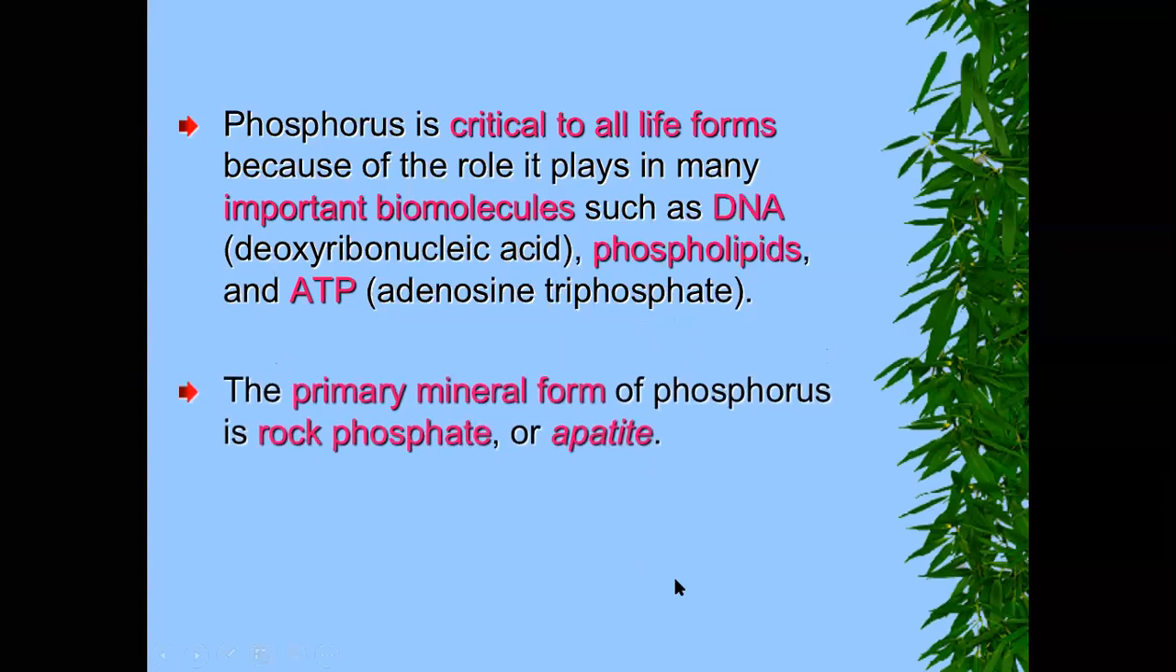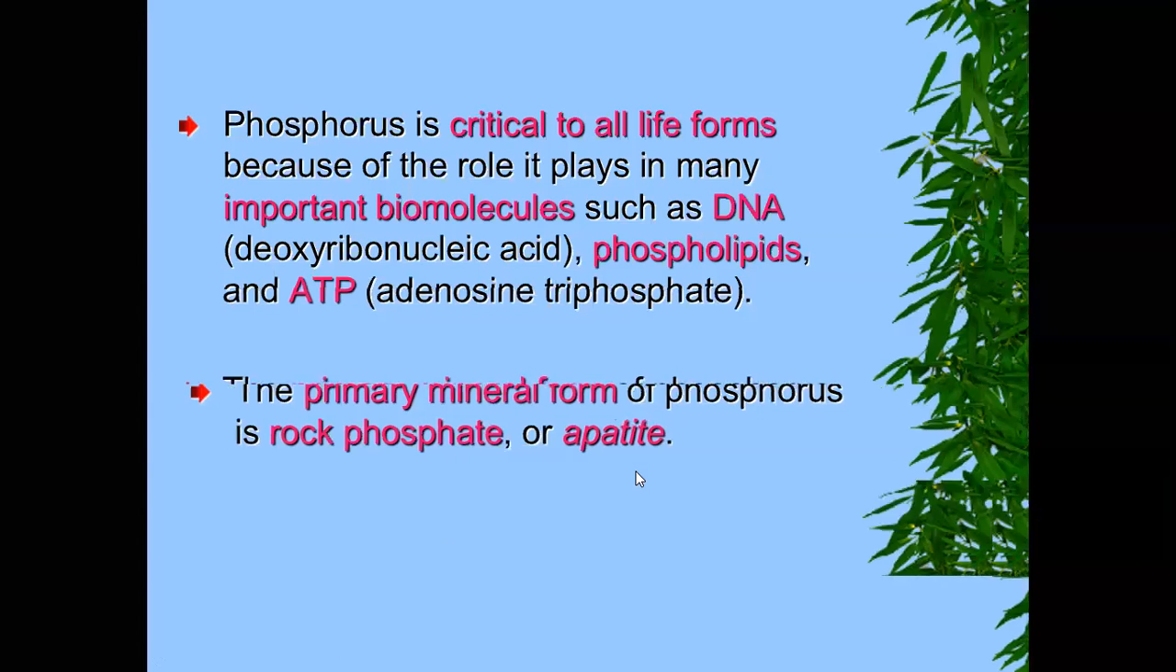And the primary mineral form of phosphorus is rock phosphate or apatite. So the phosphorus in mineral form is mostly present as rock phosphate or apatite.